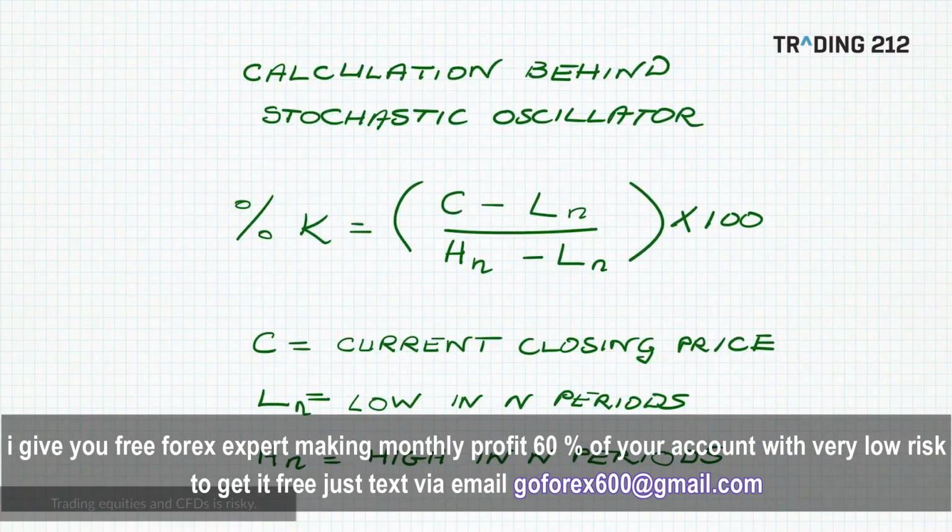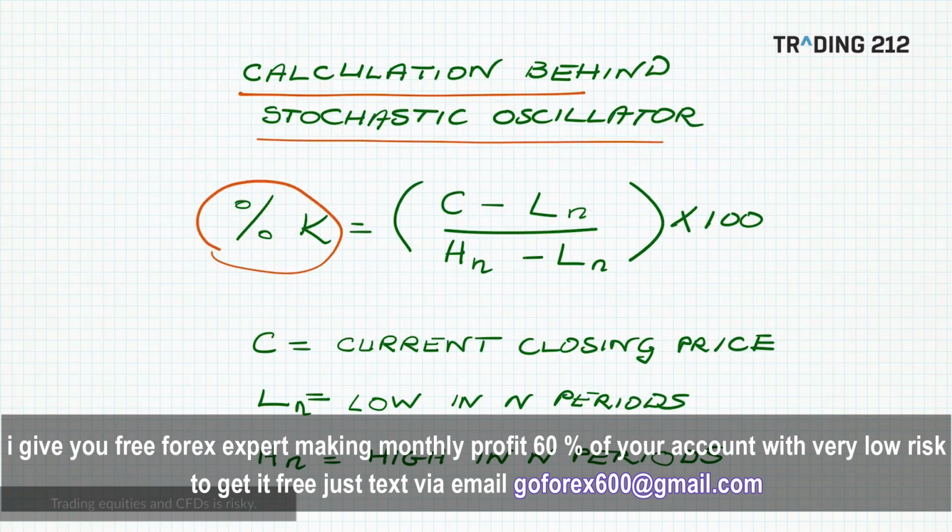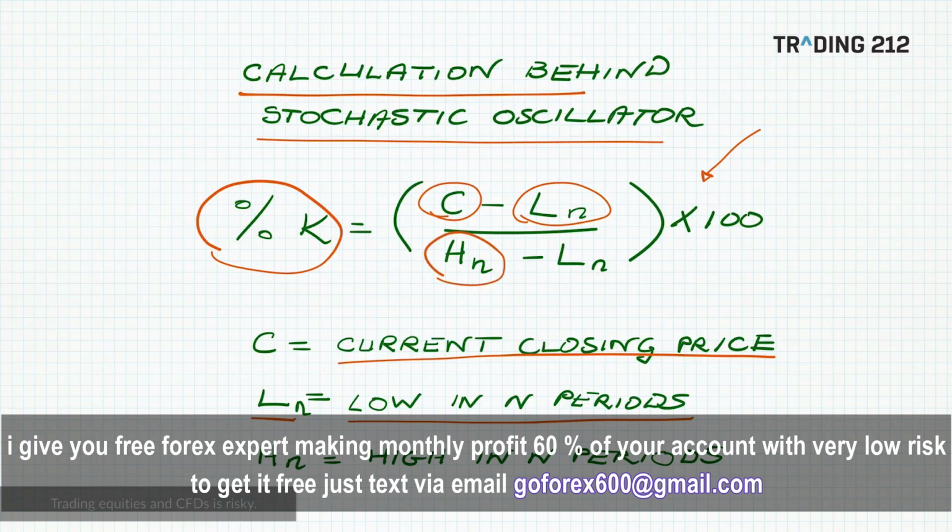Let's move on now to look at the calculation behind the stochastic oscillator. We have the percentage K line that we talked about, and that is calculated according to this formula. First of all, we have C, which is the current closing price, and we subtract from that this low value, Ln. That's the low across our look-back stretch of time, across n periods. Then we divide that number by H, the high over n periods, minus that low value, and then we multiply the number by 100 to give ourselves our percentage K.